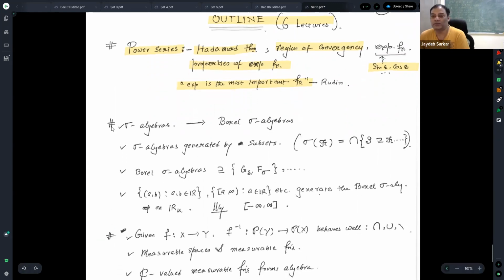Then we introduced sigma algebras, and then we introduced the Borel sigma algebra, just bringing topology onto the set where you are talking about algebras, right? And then we talked about the sigma algebras generated by subsets. For instance, if you have a subset F of the power set of X, then sigma of F is the smallest sigma algebra containing F, and we know, if you remember, it is the intersection of all those sigma algebras which contain F. Simple. Okay. Then we talked about Borel sigma algebras, which contain G delta and F sigma sets.